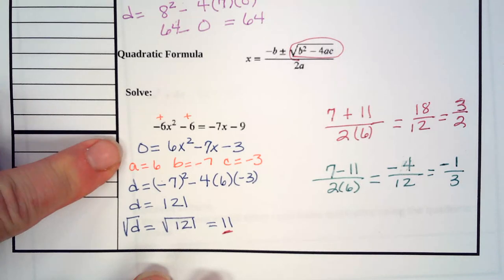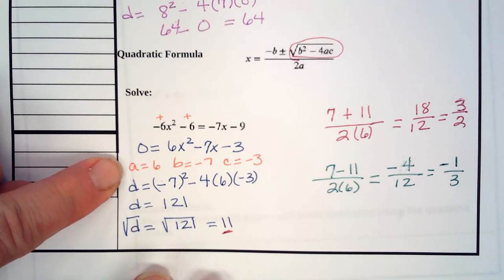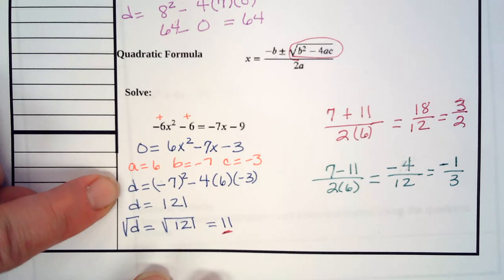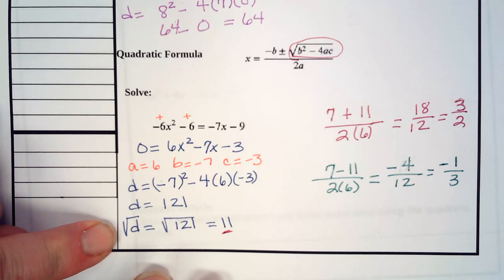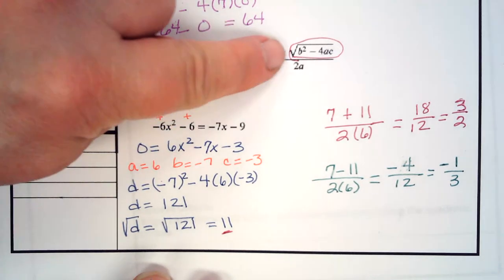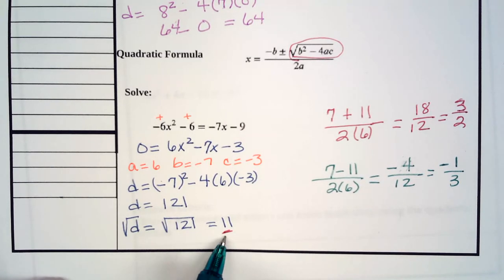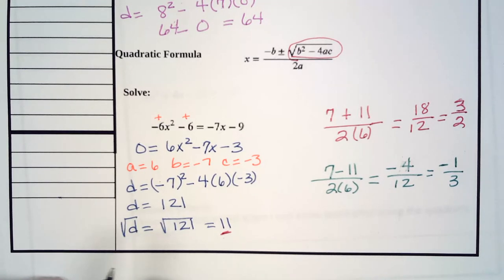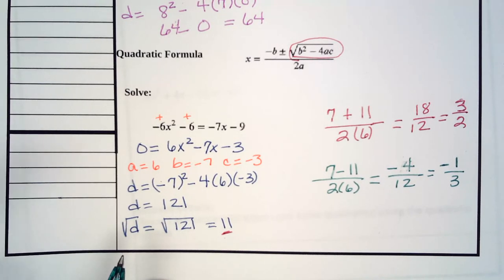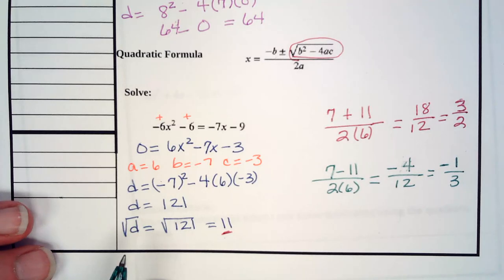Very slowly, you will make sure it's set up equal to 0. Identify A, B, and C. Find your discriminant. Square root your discriminant. Then you're ready. The opposite of b plus whatever the square root of your discriminant is, divided by 2a. Second time, the opposite of b minus the square root of your discriminant, divided by 2a.